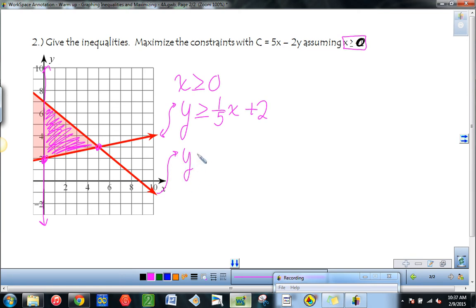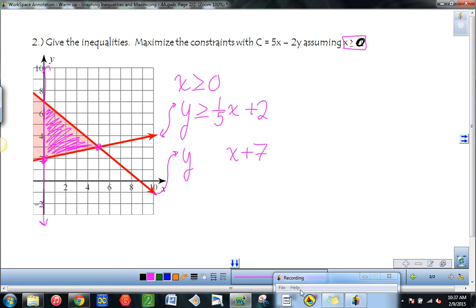Okay, so how about this guy right here? You know it's y something, something x something. I don't care which part you fill in first. It's less than. I always put the y-intercept in first because I think it's the easiest to figure out. What's the y-intercept for this line? 7.